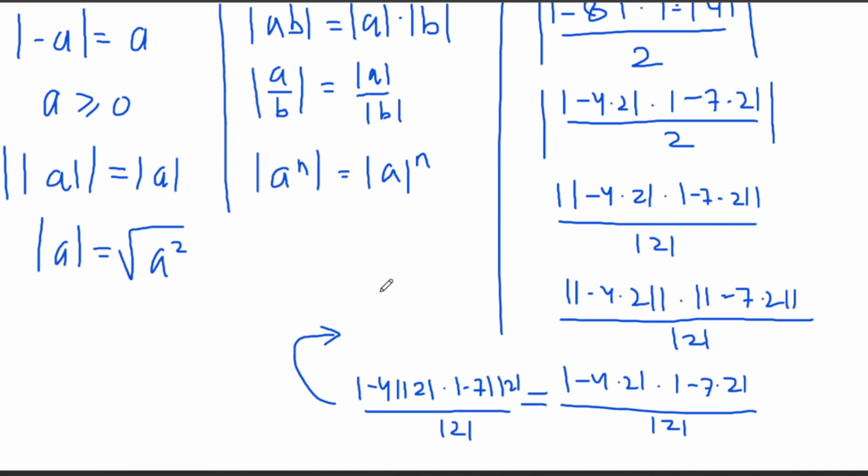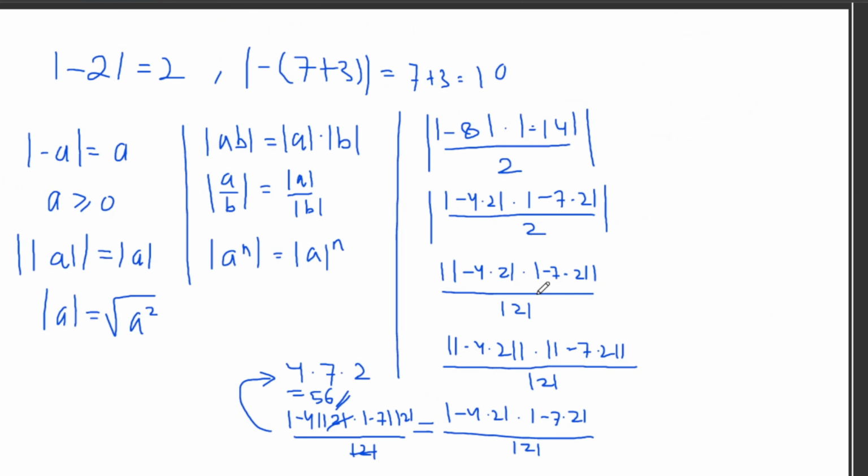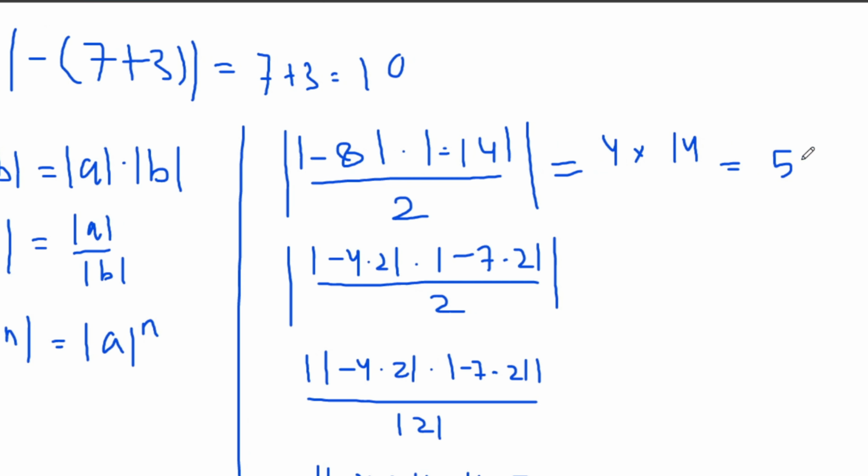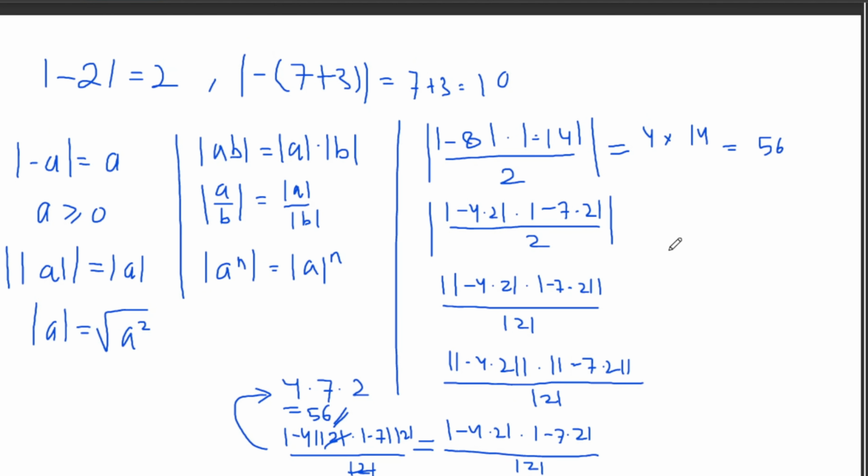We can cancel one of the twos. Then we have 4 times 7 times 2, since the absolute value of a positive must still be positive. 4 times 7 is 28, and 28 times 2 is 56, I believe. Yeah, 56. So that's the result. You can also directly simplify this: 8 over 14 is 4 times 14, which is 56.